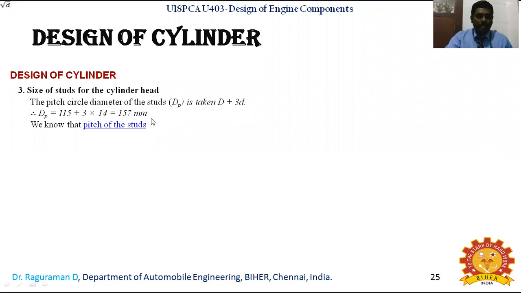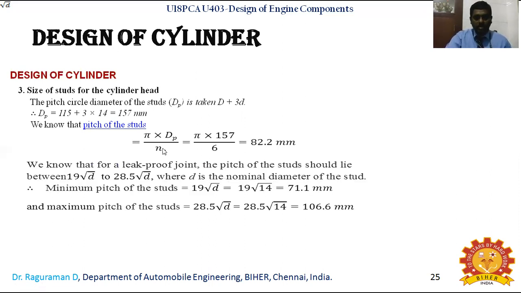So now with the help of that you are identifying the pitch circle diameter of the studs. That will be taken as d plus 3d. So you are substituting the diameter of studs, so that you are identifying the pitch circle diameter of the studs. And we know the pitch of the studs. Pitch of the studs is pi into dp by ns. By substituting the calculated value of pitch circle diameter, you can identify the pitch of the studs.